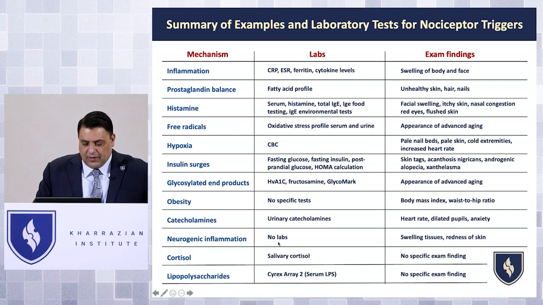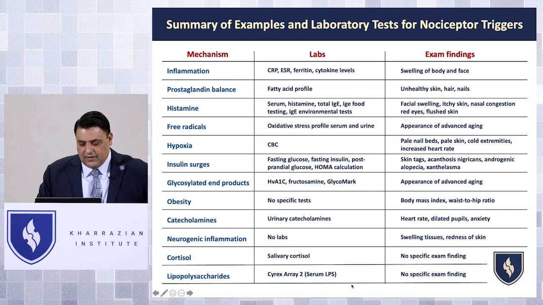Neurogenic inflammation, there's really no labs, but swollen tissue and redness of skin, pain, especially after stress responses, are all clues of neurogenic inflammation. And then autonomic changes of the skin are all clues of neurogenic inflammation. Cortisol, you can look at salivary cortisol. No real exam finding for low cortisol. High cortisol, you get that Cushing's type pattern.